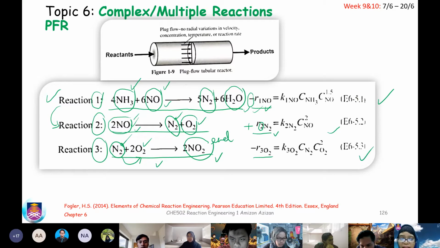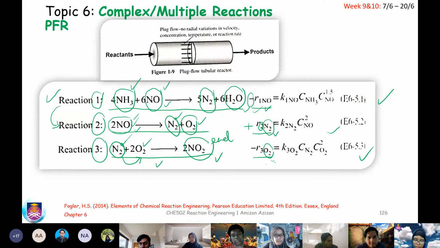And for the last reaction equation, we again write the rate of disappearance of the oxygen, yeah, because we already have the nitrogen there. So we are not going to repeat the nitrogen here. We are going to write what is not yet written, which is the oxygen there. All right?